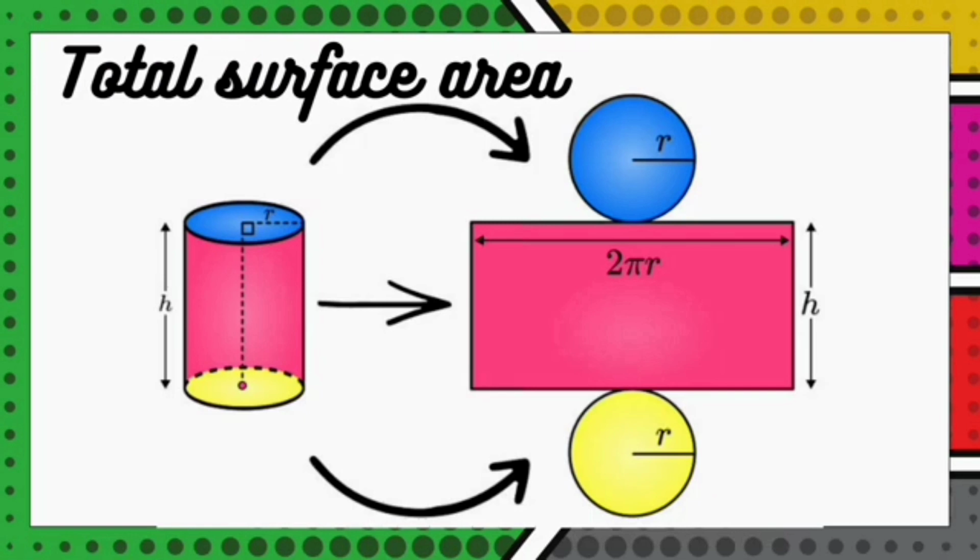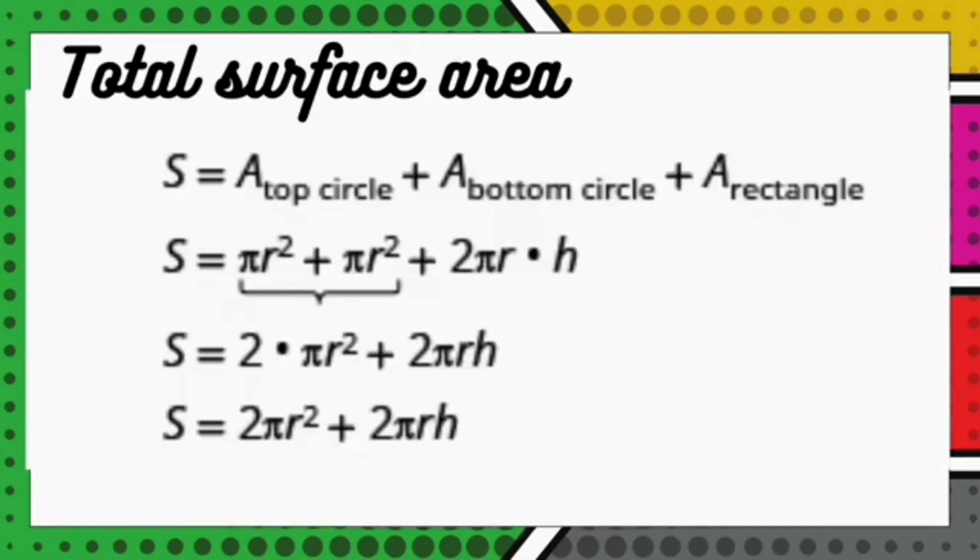The total surface area of a cylinder is the sum of the areas of the two flat circular surfaces and the curved surface area. The total surface area of a cylinder is 2 pi radius squared plus 2 pi radius height.